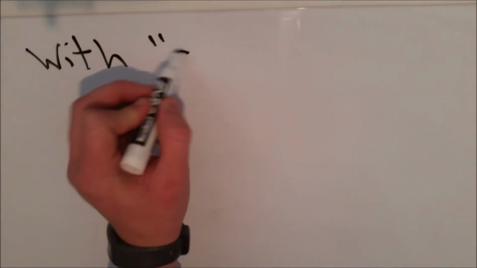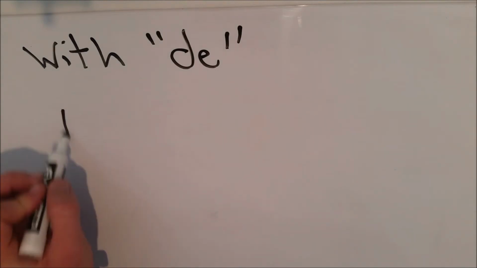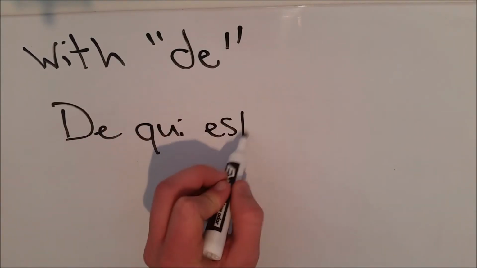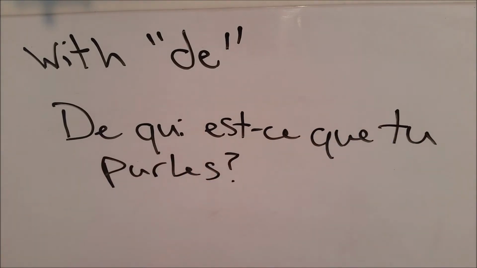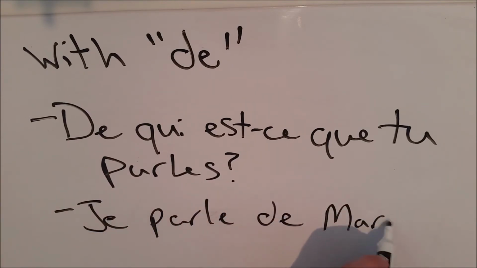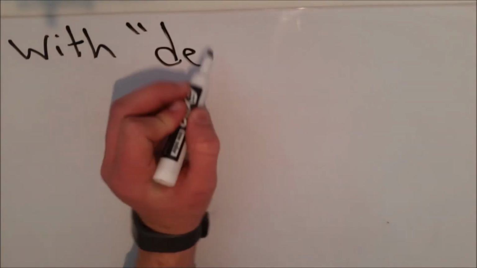Now sentences that have verbs that take de, we can't delete the de. So for example, we have de qui est-ce que tu parles? One speaks of someone. And so this one isn't any different at all. We just bring the de out front to get de qui est-ce que tu parles? Je parle de Marie. Things get a little bit different when we talk about things versus people.